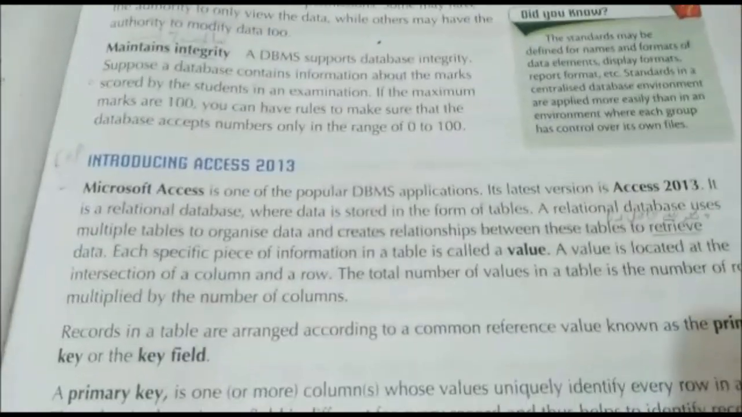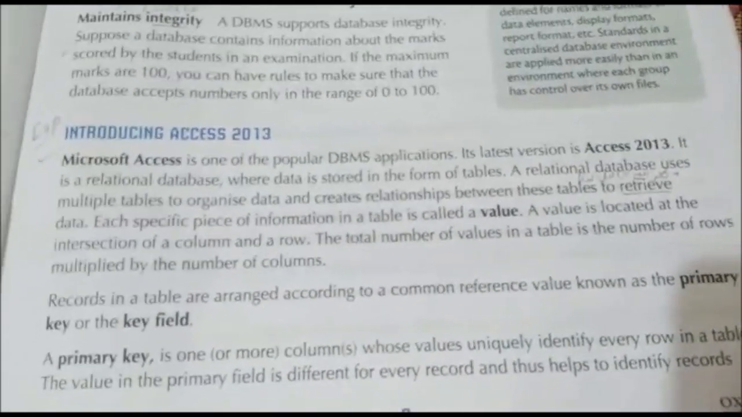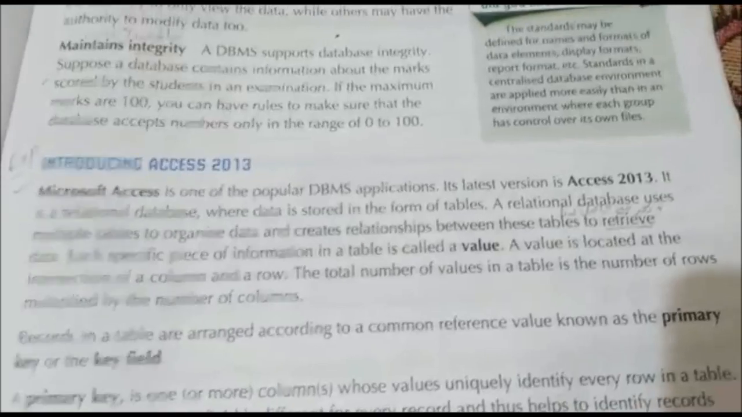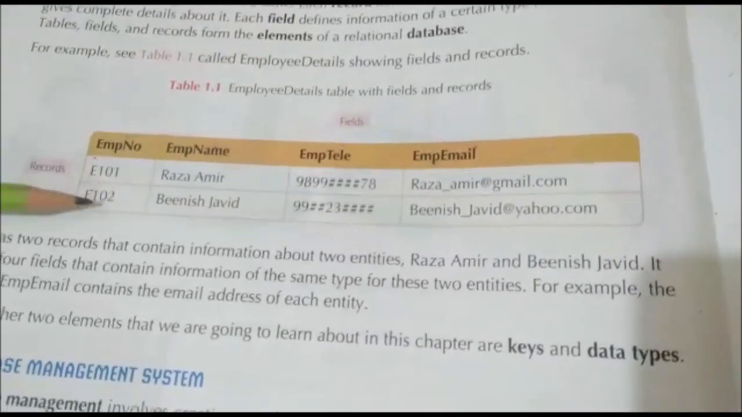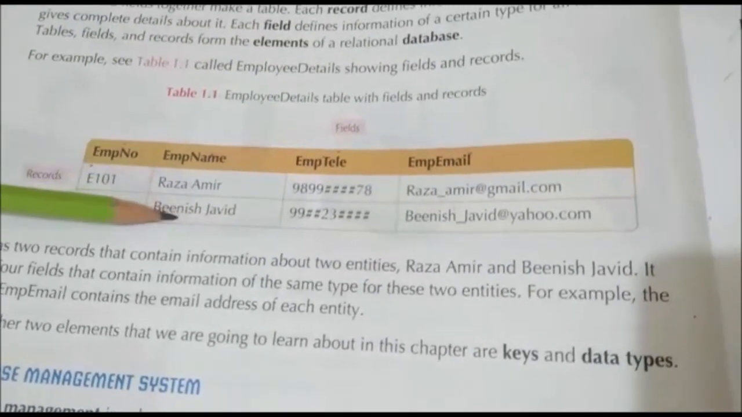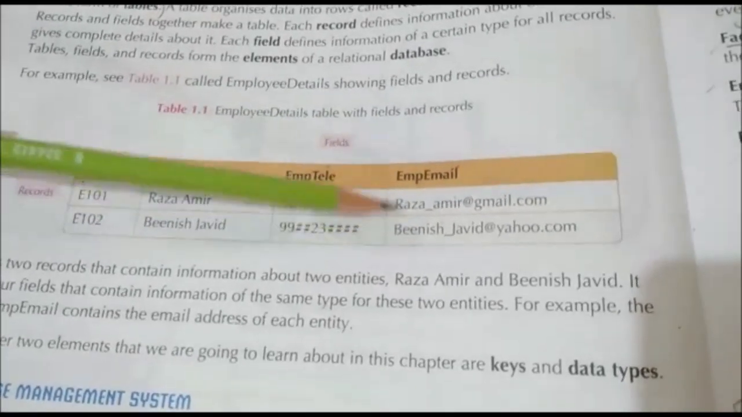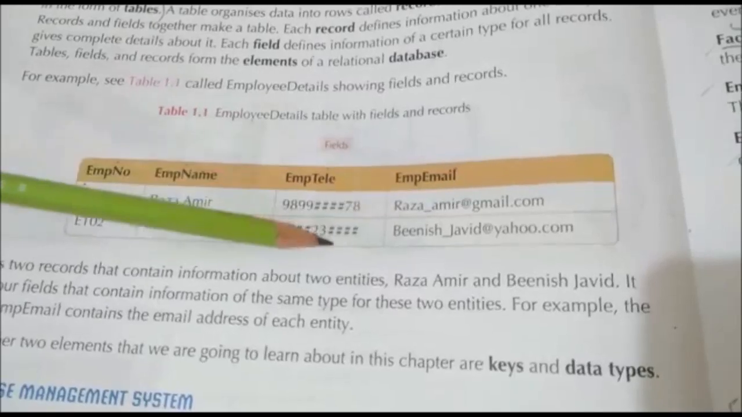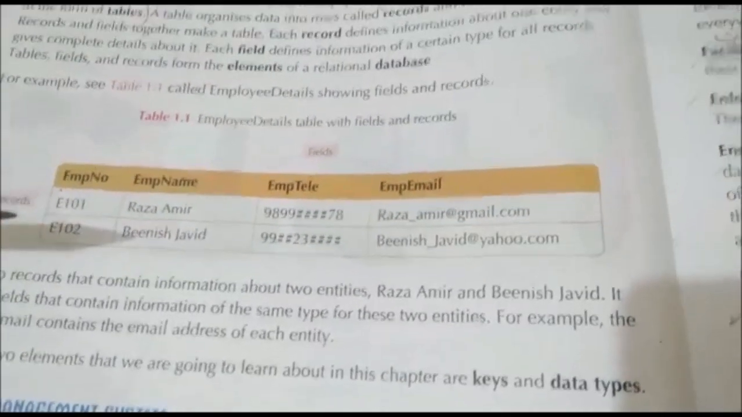But first of all, you'll have to know that each piece of information which is given in the table is known as a value. Like, again, see the table number 1.1. All of these records, every information given in the table is known as a value. These all are the values which are given in the table.